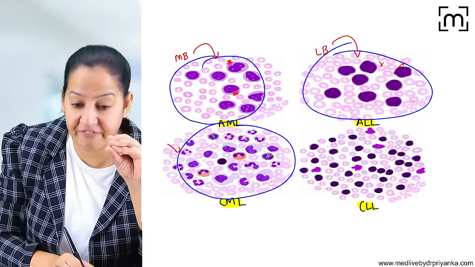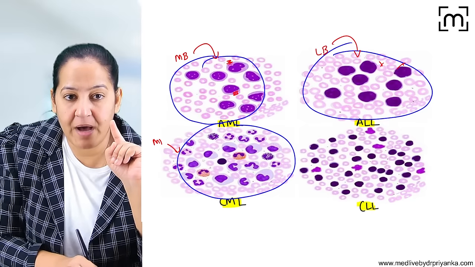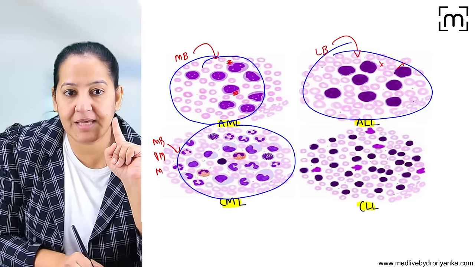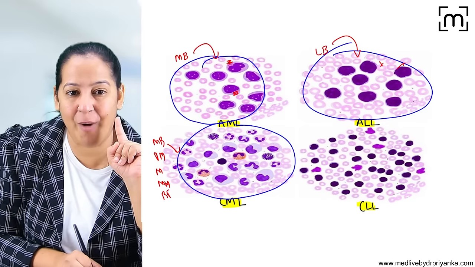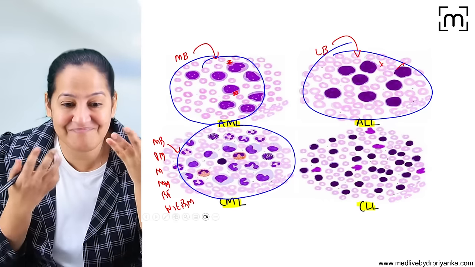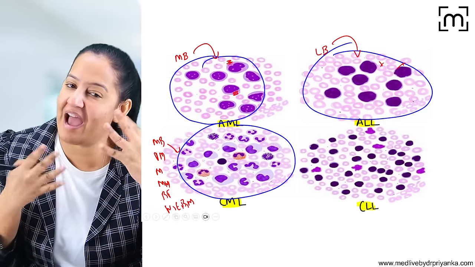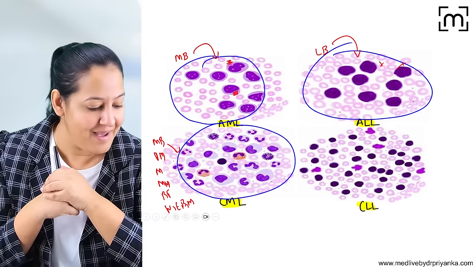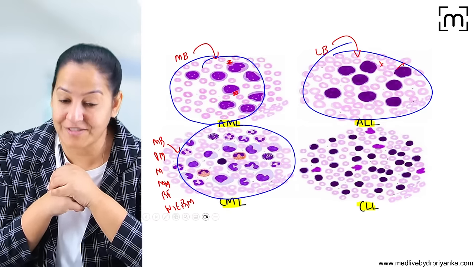And here we are getting five types of cells. We are getting myeloblast, promyelocyte, myelocyte, metamyelocyte, band form, neutrophil, eosinophil, basophil, monocyte. It is a garden party appearance, a beautiful garden party where everyone is in different beautiful dresses. How many of you got it, people?